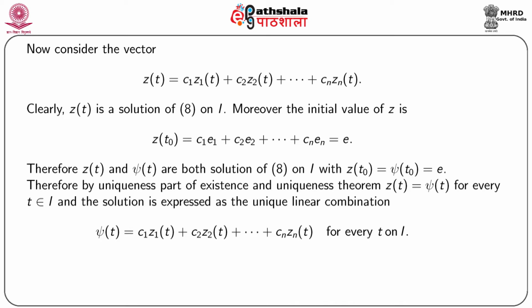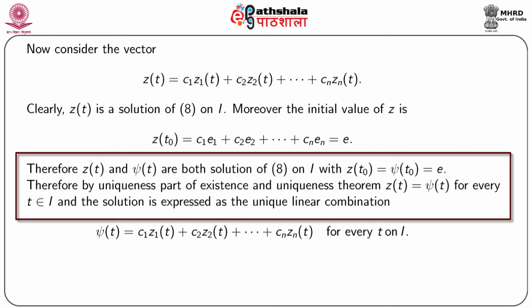Now, consider the vector z(t) = C1 z1 + C2 z2 + ... + Cn zn. Clearly, z(t) is a solution of (8) on the interval I. Moreover, the initial value of z, z(t0) = C1 e1 + C2 e2 + ... + Cn en = E.